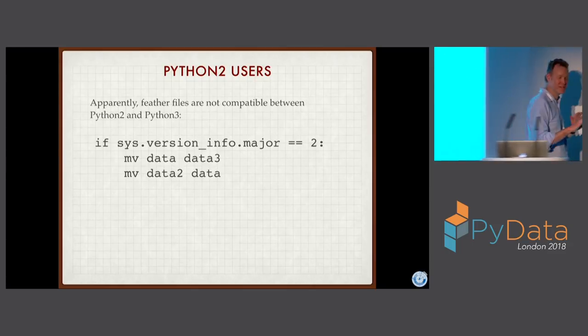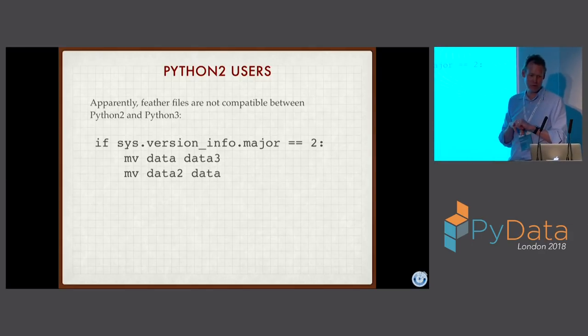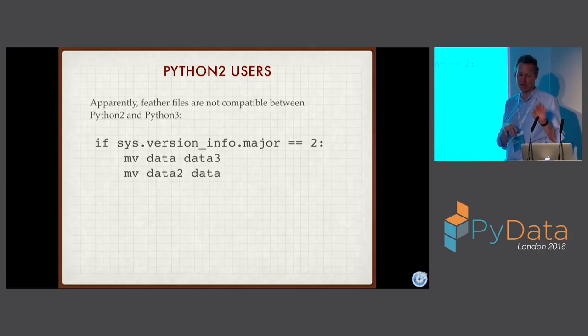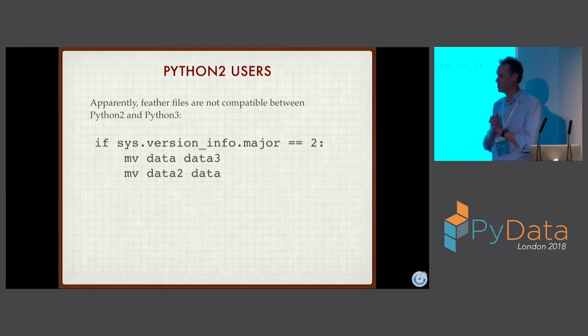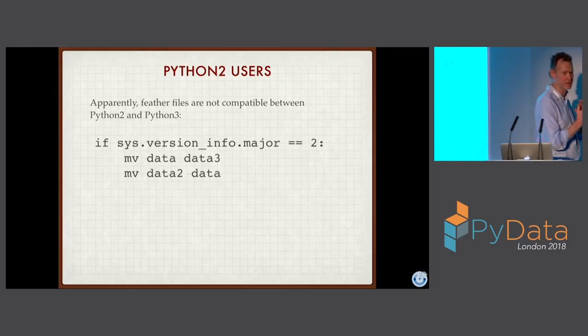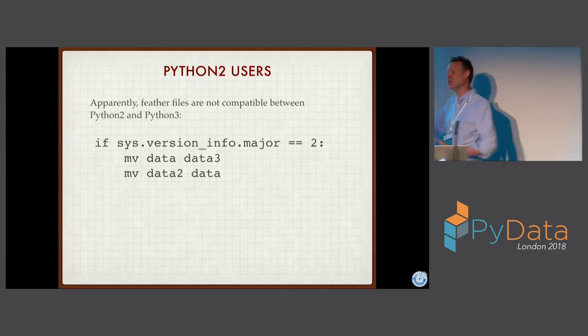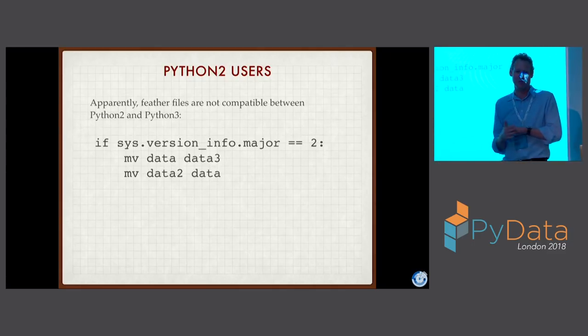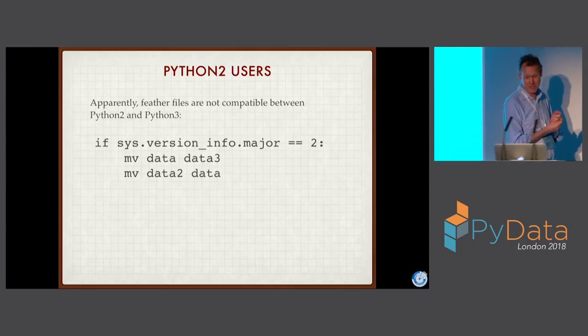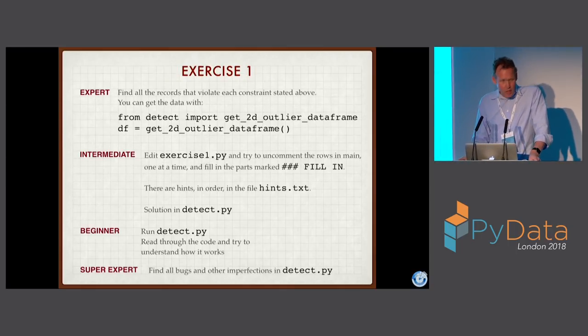If you are using Python 2, what you should do is, if you've got the GitHub repo, rename the data folder data3, and rename data2 to data, and then everything will work fine for you. The stuff in the data folder is Python 3 feather files, and it turns out that you get some really good anomalies if you read those in Python 2. You get huge negative values and huge positive values for prices, even ones that I didn't put into the data.